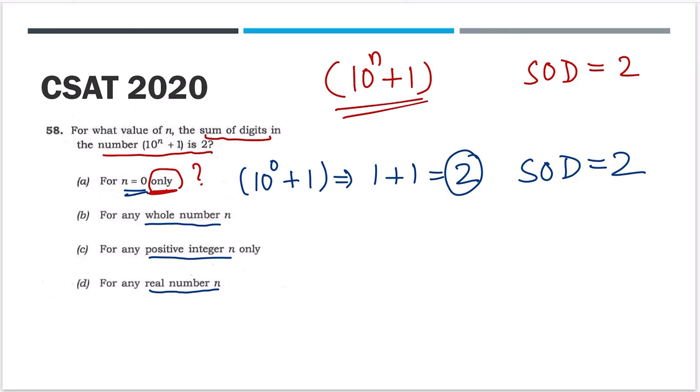Whole numbers are the series starting from 0, 1, 2, 3 and so on. It does not contain a negative part, right? For positive integers n only. So what are the positive integers? 1, 2, 3, 4, 5 and so on, right? And this means that minus 1, minus 2, minus 3 cannot be the answer. So this option could be true.